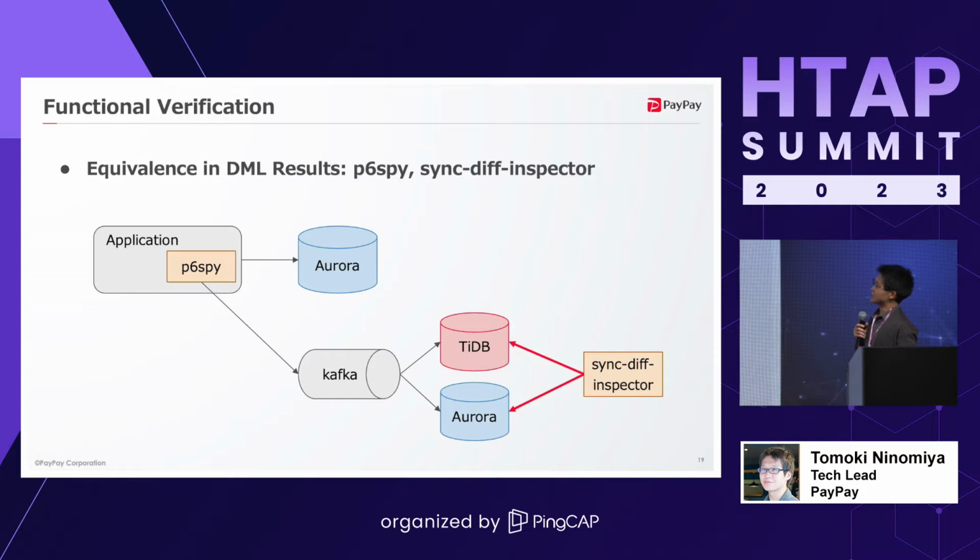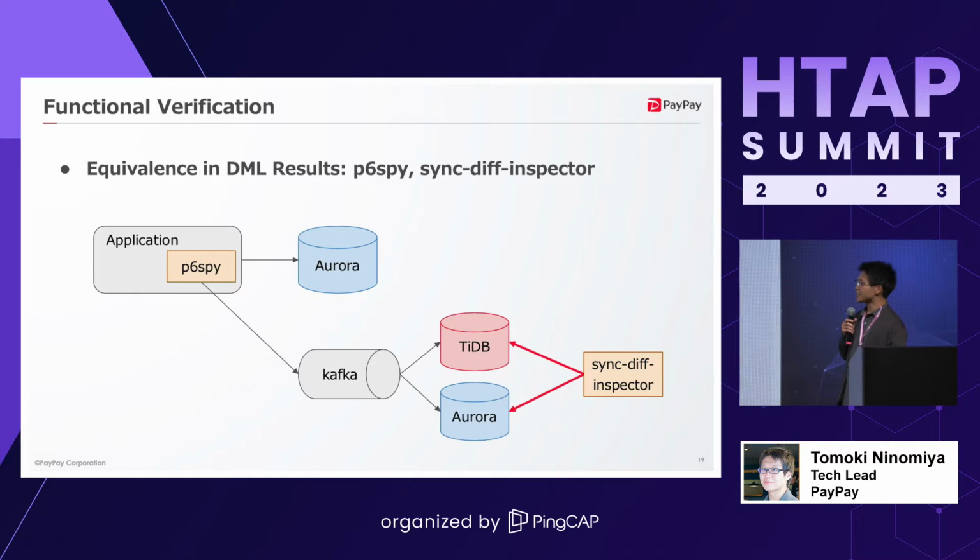So here is the architecture of sync-diff-inspector and P6Spy. We introduced P6Spy on our application, but our application still connects to Aurora. P6Spy works as an interceptor, and it publishes its DML into Kafka. And we have a consumer of this Kafka that writes into TiDB and Aurora simultaneously. Then we can compare data with sync-diff-inspector.